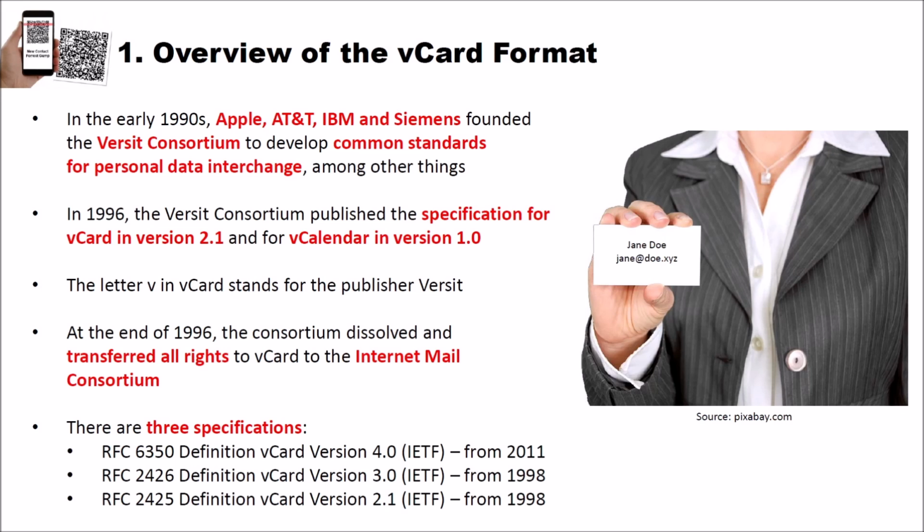In the early 1990s, Apple, AT&T, IBM and Siemens founded the vCard consortium to develop common standards for personal data interchange, among other things. And in 1996, the vCard consortium published the specification for vCard in version 2.1 and for vCalendar in version 1.0. The v in vCard stands for the publisher vCard. At the end of 1996, this consortium dissolved and transferred all rights to vCard to the Internet Mail Consortium.